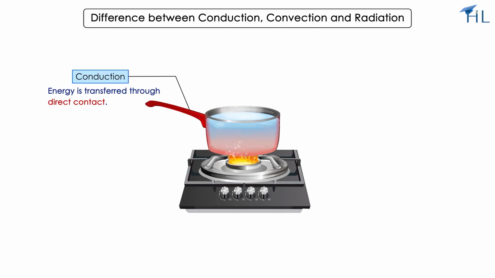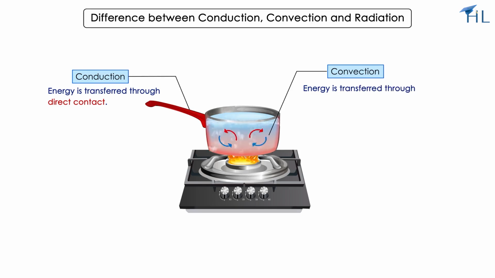The water heats up and expands, becoming less dense. The hot water rises to the top in the convection process and pushes the cold water to the bottom, where it's heated. This process continues till the water boils and circulates in the pot. In convection, energy is transferred through the up and down movement of a fluid, such as air or water, due to differences in temperature.